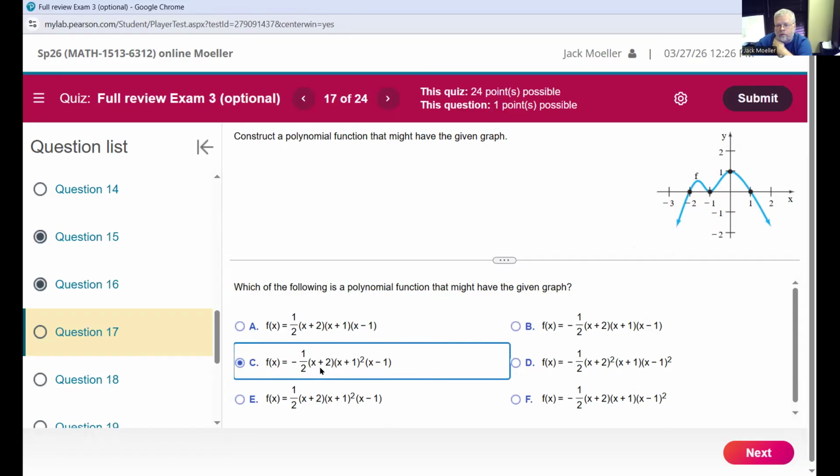Okay. So that has a 1 multiplicity, it crosses. That has an even multiplicity, so it touches and turns around. That has an odd multiplicity of 1, so it crosses.